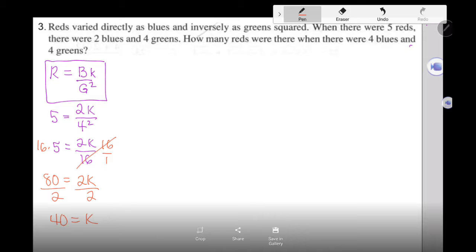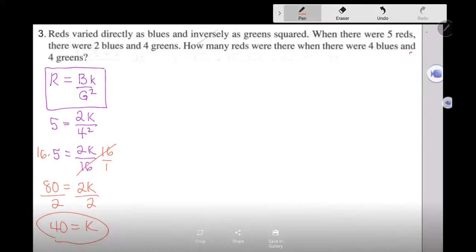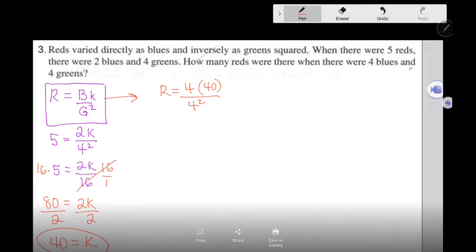Okay, so that's a good thing to know, what my k is equal to, because now I'm going to say how many reds were there. So I'm using this pattern again. I'm going to say how many reds were there when there were 4 blues and 4 greens, and remember greens get squared, and k is 40. Okay, so now I can put these together and find out what's going on.